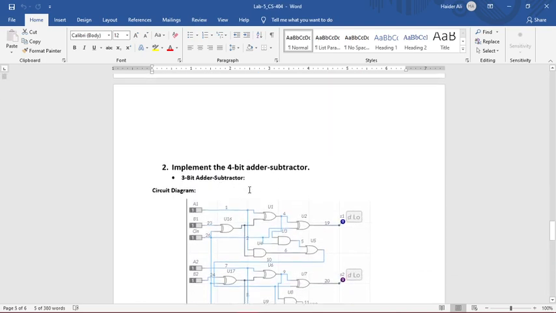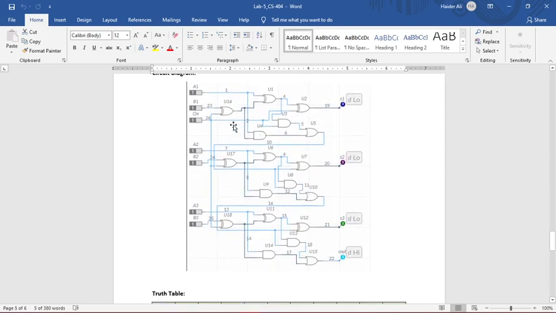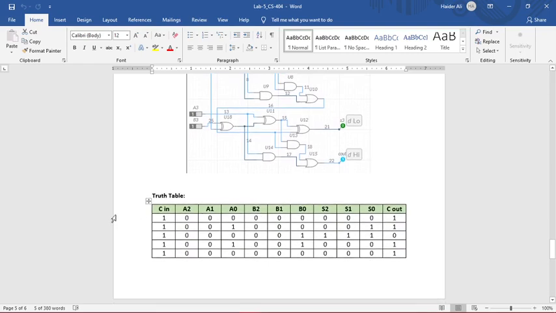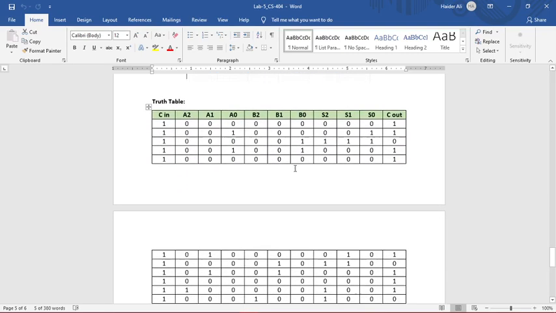Now we have a 3-bit adder subtractor. This is the circuit diagram of a 3-bit adder subtractor. We have a Cin and 6 inputs A1, A2, A3, B1, B2, B3, and there are 3 half adders. These are the 3 half adders, and this is the circuit, and this is the truth table of a 3-bit adder subtractor.